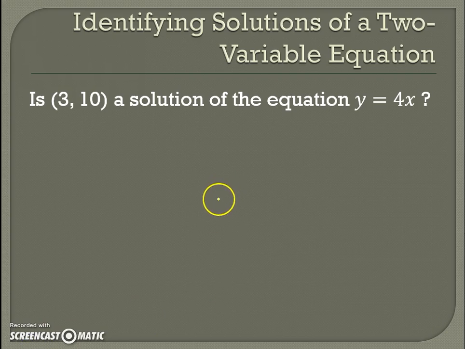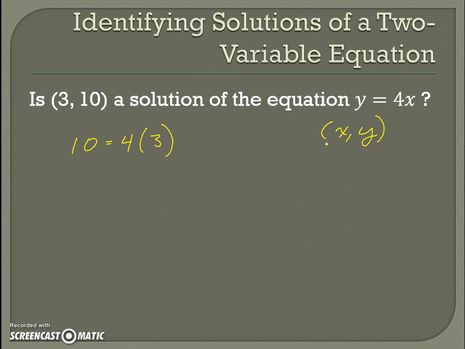Okay, so identifying solutions of a two-variable equation, it says, is (3, 10) a solution of the equation y equals 4x? Well, you simply just substitute these two values in. Make sure that you are putting them in for the right value. So instead of writing y, I write 10, and instead of writing x, I write 3. Quick refresher, remember, it's x, y in an ordered pair.